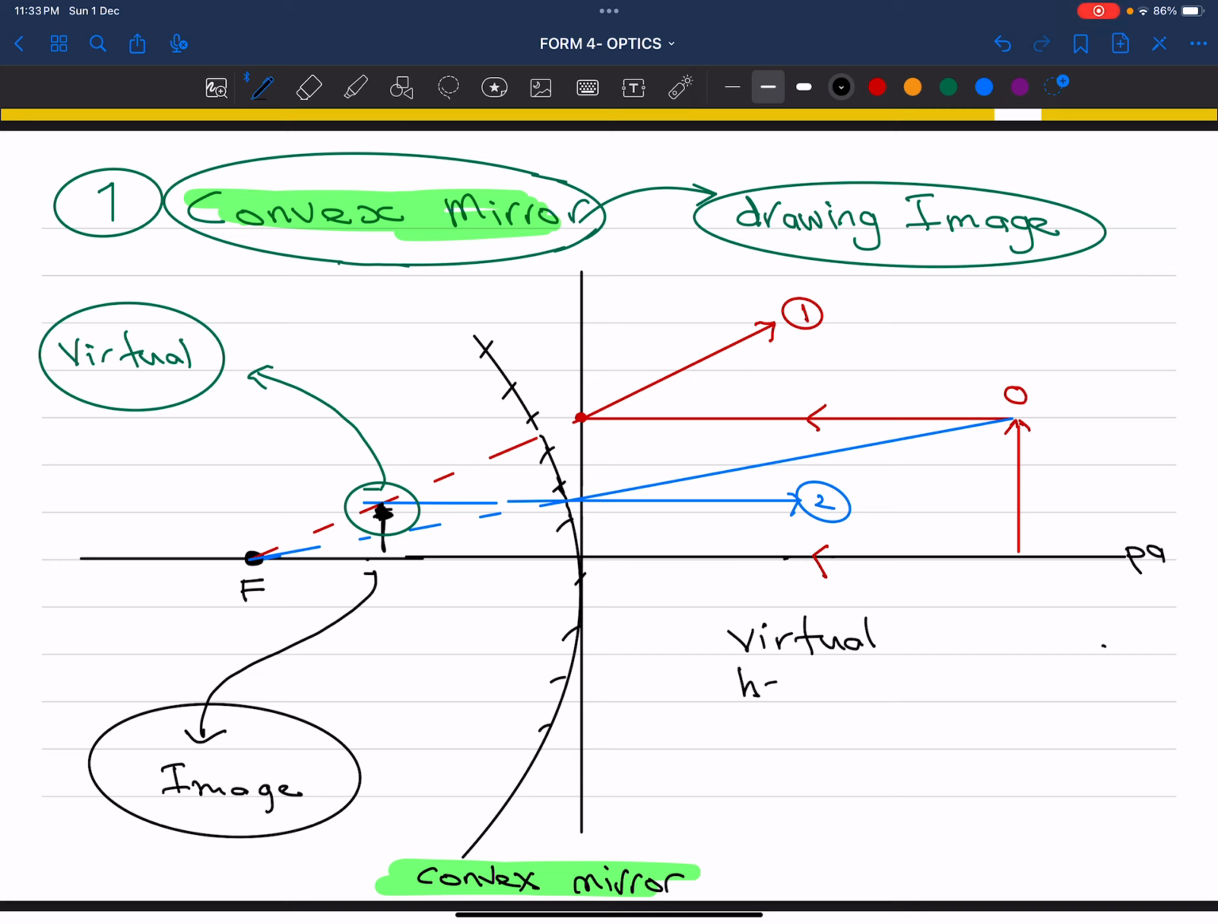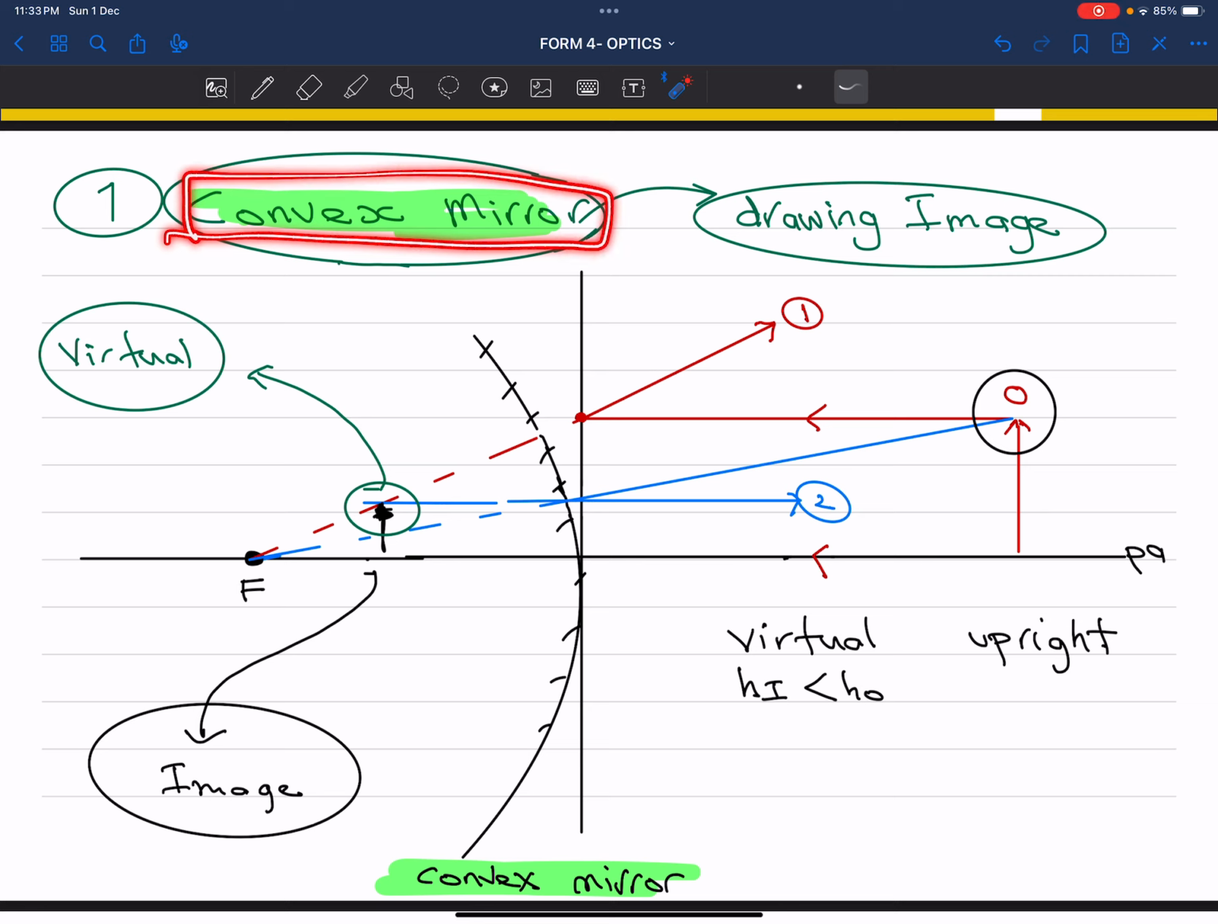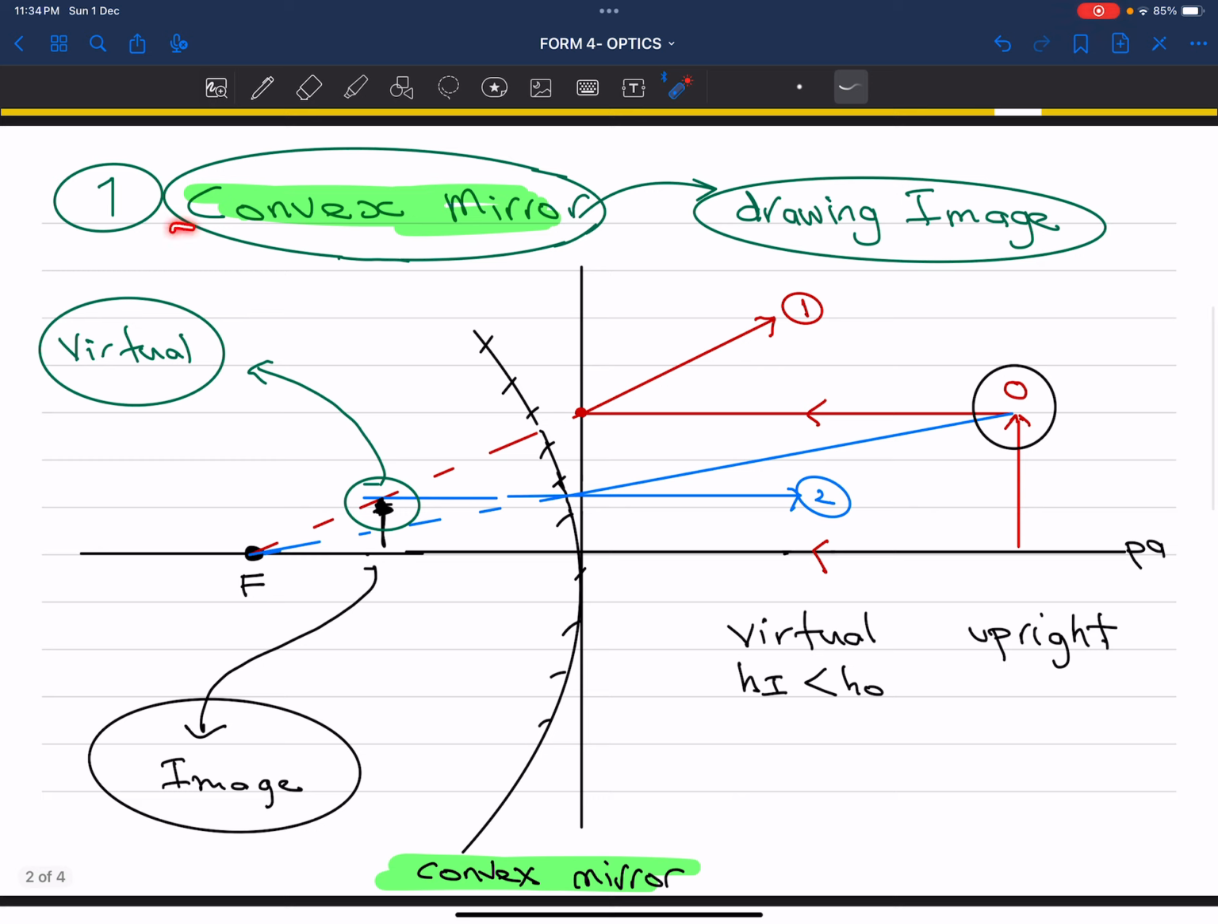Second was the size of image smaller than size of object. And you notice upright: the object is facing up, the image is also facing up. That means it is upright. So the three properties which I did in the previous lesson: for a convex mirror, its image is virtual, upright, and the size of image is smaller than size of object. Okay, that's it. We have finished convex mirror.